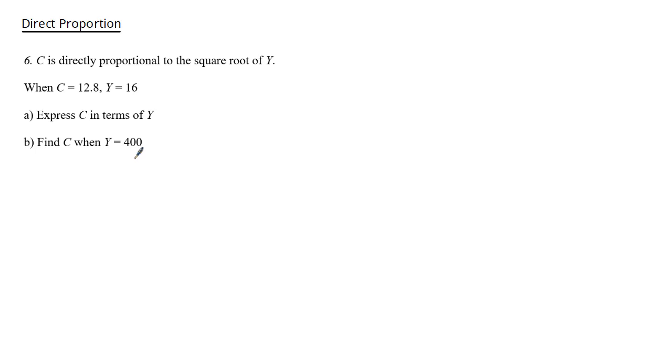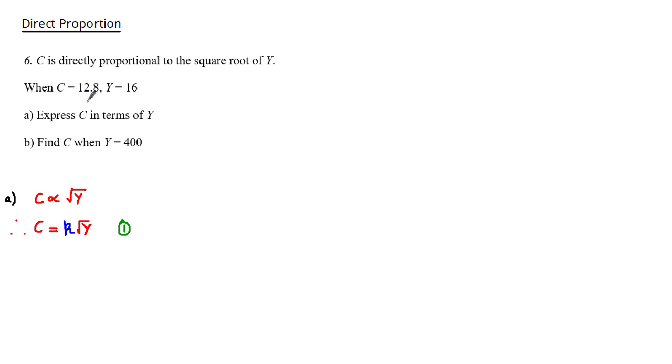Welcome back. So in this question we're told that c is directly proportional to the square root of y, and therefore we can write this statement, c ∝ √y, and therefore we can write the equation c is equal to k times the square root of y, where k is a constant to be found. So let's label this equation 1.